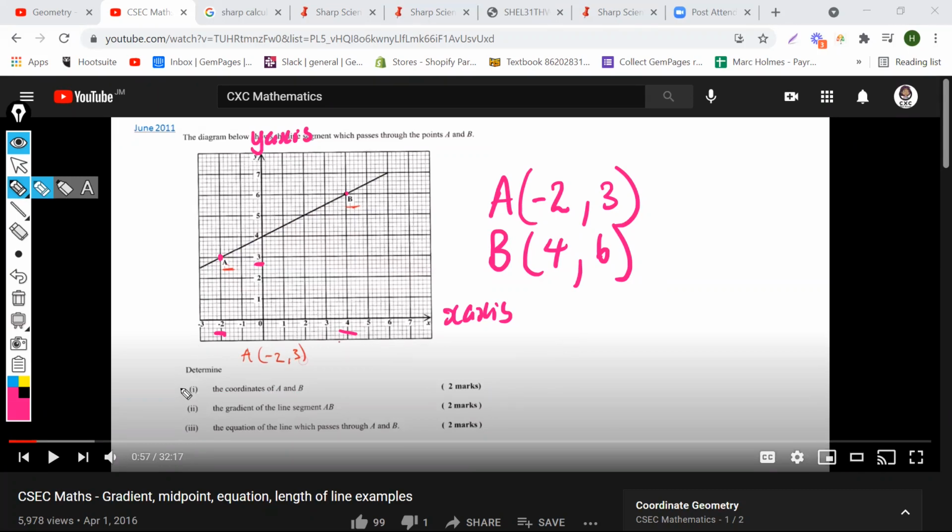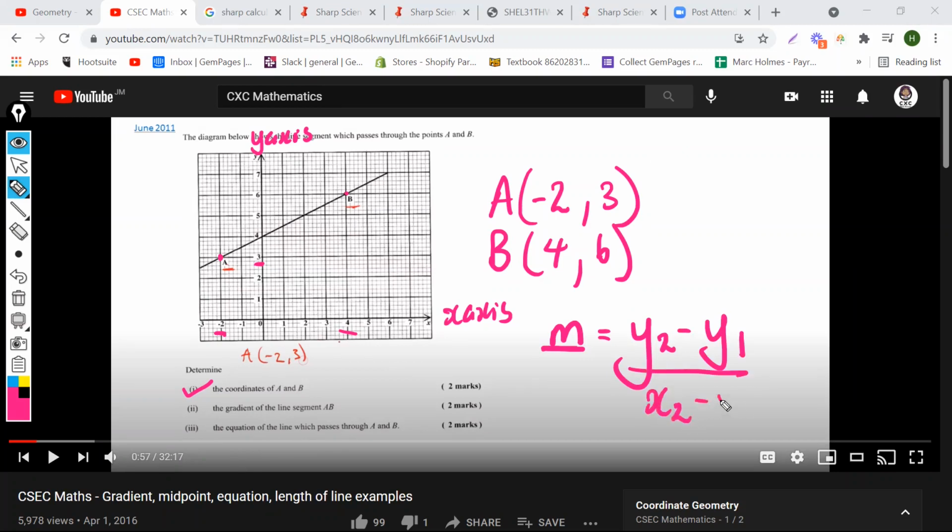And then the next one now, so that's really easy to find. You can just find the 2 points. And the next one says the gradient of AB. So guys, it's kind of easy to find the gradient. Remember the gradient formula, we'll call the gradient M, is equal to y2 minus y1 over x2 minus x1.